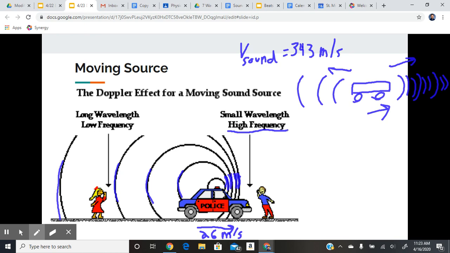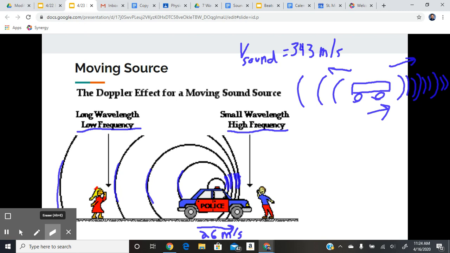And then after it passes by you, all those waves are going to be spread farther apart. So they have long wavelengths and lower frequencies. So then it's going to appear that it has a lower pitch. Okay, so that's the breakdown of how the Doppler effect itself works.